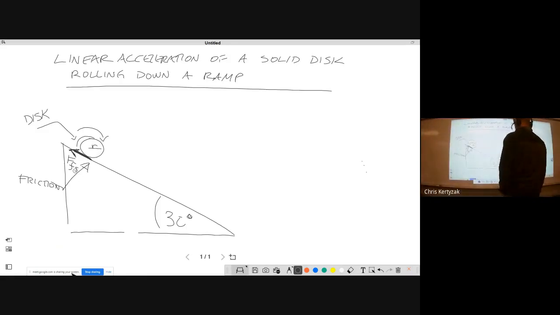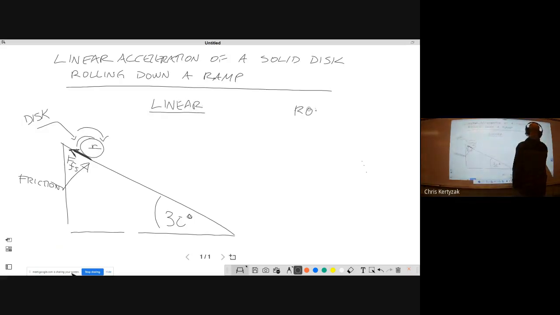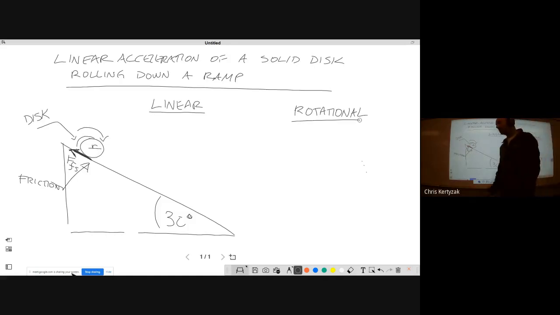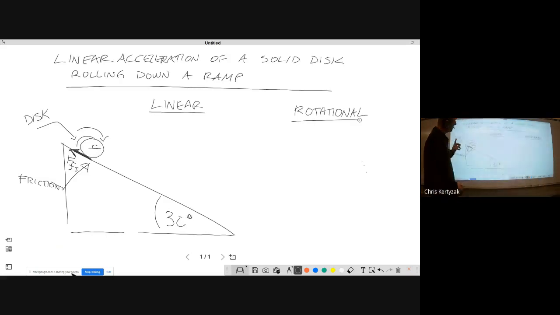So what we have to do is we actually have to do this using two systems, the linear system and the rotational system, as though we are using a system of equations, one from each of these domains, and then combining them in a substitution elimination sort of way to eliminate something that's rotational and replace it with something that's linear, because our goal is to get an a equals. We're talking linear acceleration again, the same linear acceleration that a block experiences as it slides down a ramp.